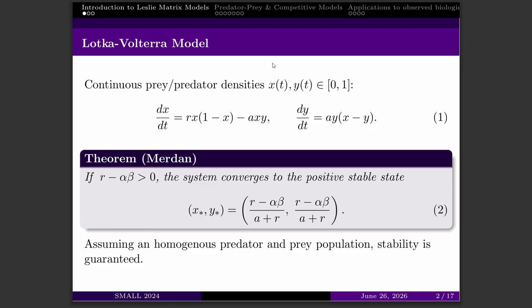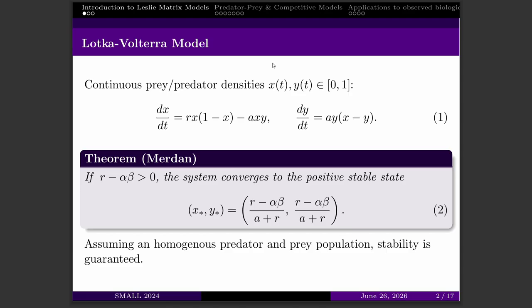Okay, before I move on to talk about Leslie matrix population models, let me talk a little bit about the classical Lotka-Volterra model. Lotka-Volterra models model predator-prey populations using continuous prey and predator densities. So x and y are the prey and predator densities, r is the reproductive rate and a is the predation rate.